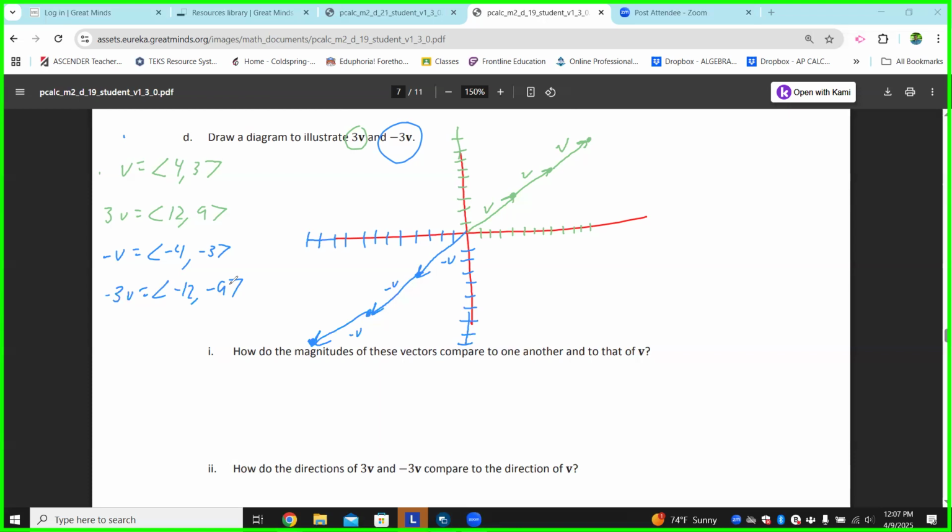All right. Then part D, these two questions are only looking at part D. How do the magnitudes of these two vectors compare to one another? So how do 3V and -3V compare to each other in magnitude? They're the same. What does magnitude mean? Distance from the origin. Oh, I like that. So even though they're going in opposite directions, they still have the same magnitude. So 3V and -3V will have the same magnitude.